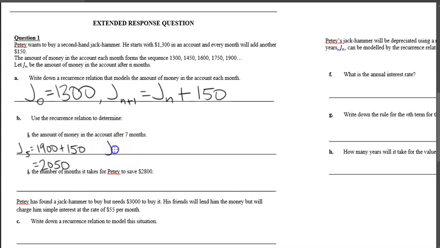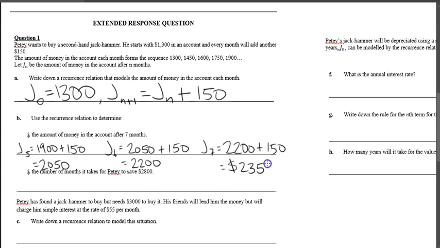J of 6 is going to equal 2050 plus 150, so this is 2200. And J of 7, which is the 7th month that we're looking for, is 2200 plus 150. And this will give us $2,350. And that right there is our final solution.